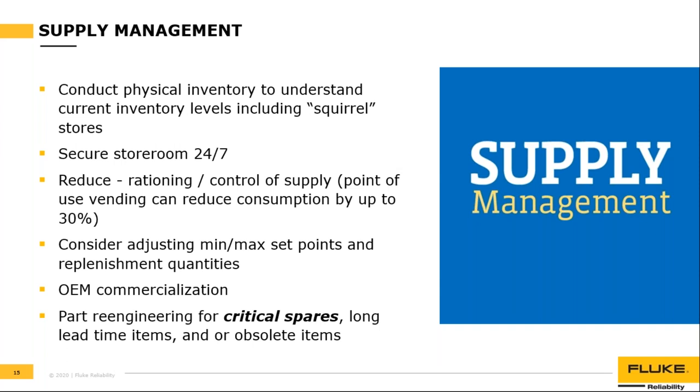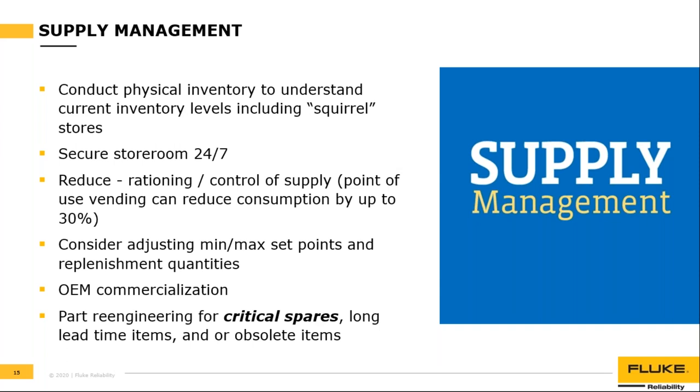And again, about reducing the amount of demand, part of this goes into rationing and controlling the supply point. We've seen a lot of clients experience a lot of benefit in deploying vending strategies. You put vending machines in place for a lot of these typical and high usage items, whether it's PPE or other MRO type materials, to help reduce the consumption. We see historically about a 30% reduction in consumption by deploying strategies like vending.